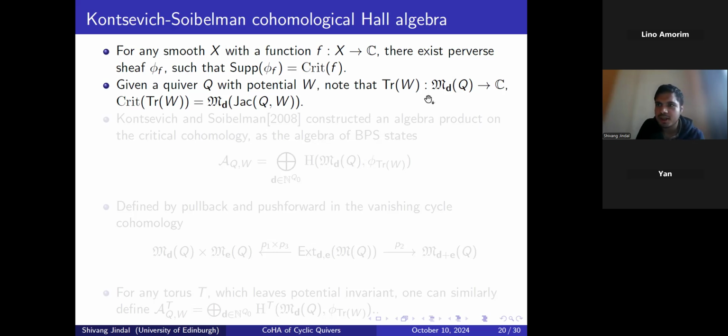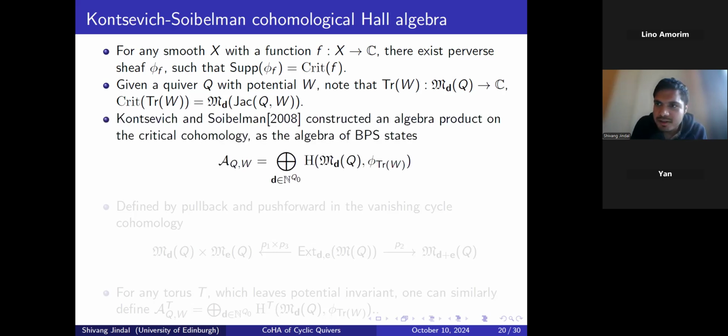And the crucial thing is that the critical locus of this function is exactly the D-dimensional representations of the Jacobi algebra. So if people are familiar with DT theory, this is the setting which things are locally in DT theory. The categorification of DT invariants locally looks like a global critical locus. And this is an example where you have a function over a stack which is smooth, and the critical locus is exactly the Jacobi algebra.